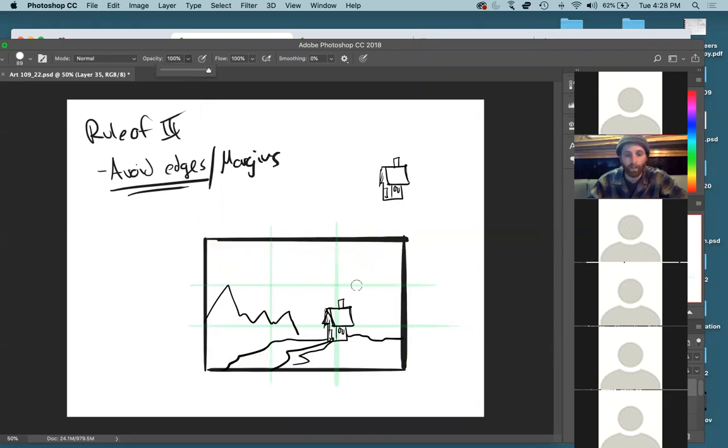So this composition here is about this house. The house is the focal point. That's what I want people to look at. So I can put the sun up here along the edge. I can put some clouds on the edge. We can put some plants down here in the corner. Avoid edges, margins, and corners.